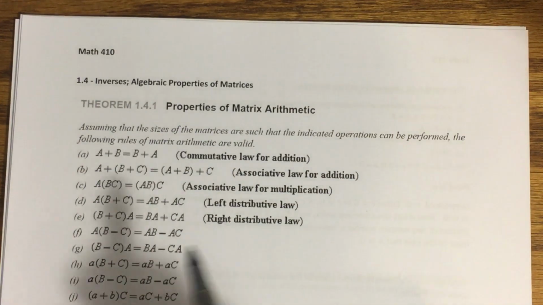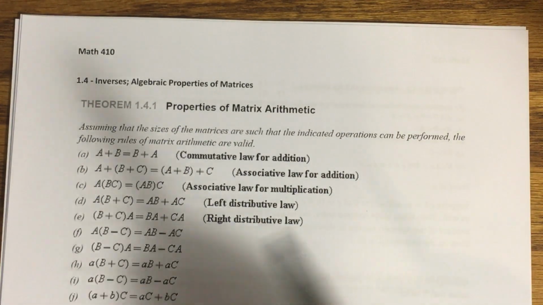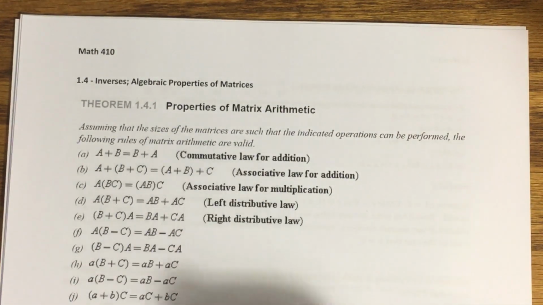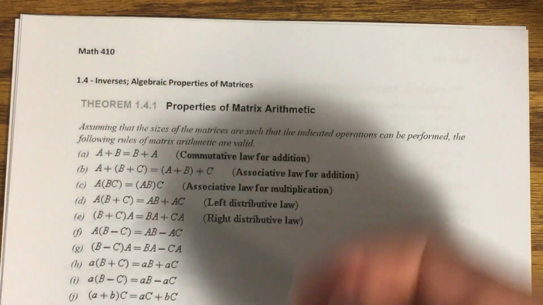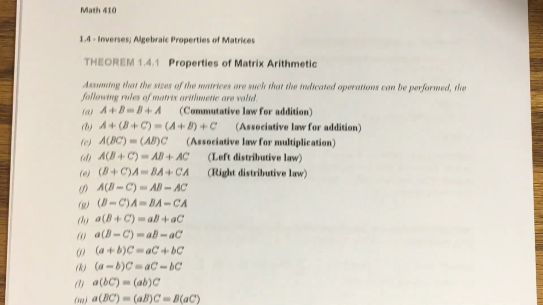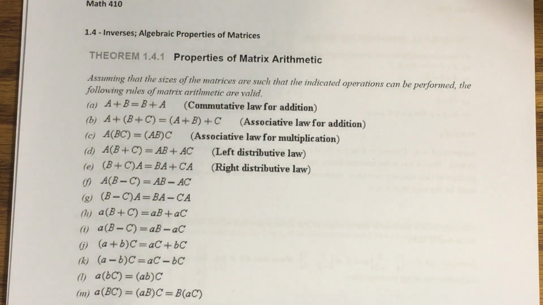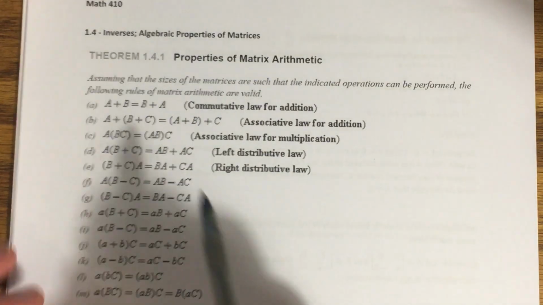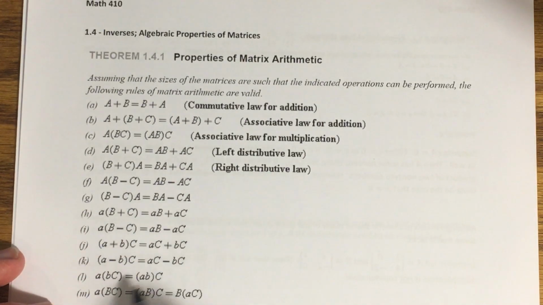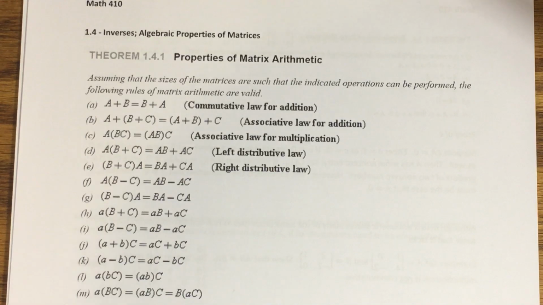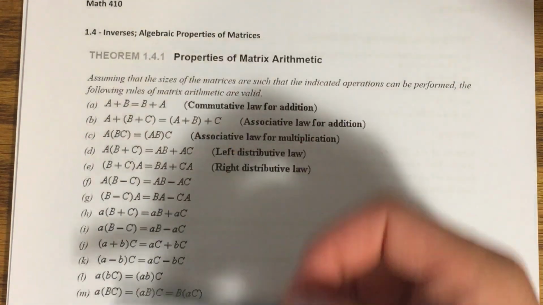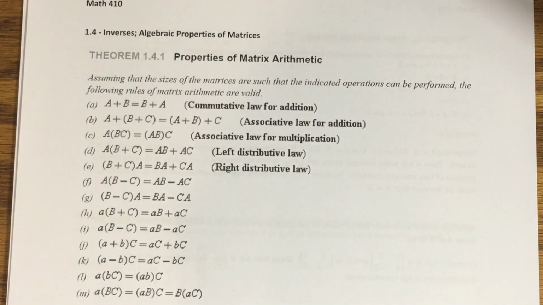We're saying here that we're going to assume that matrices A, B, and C are matrices that have dimensions that allow for the operations to be performed, the operations that are showing up here. The scalars, lowercase a, b, any lowercase letters, those are going to be assumed to be scalars. These are a bunch of laws of arithmetic for matrices that hold that can be really, really useful.